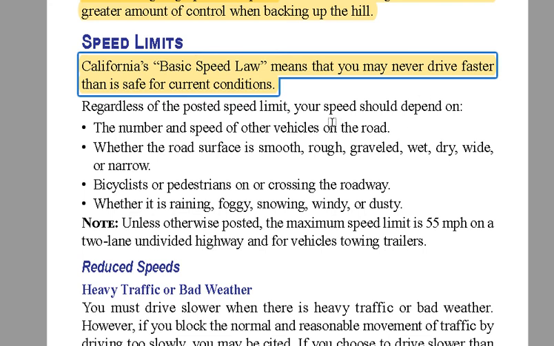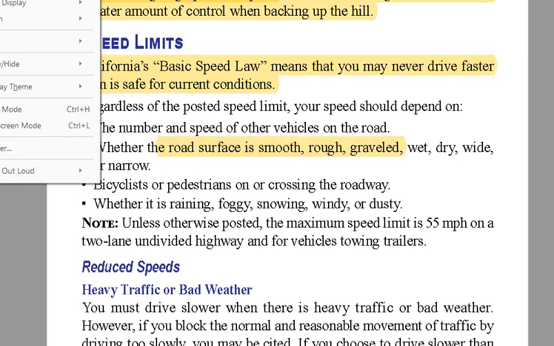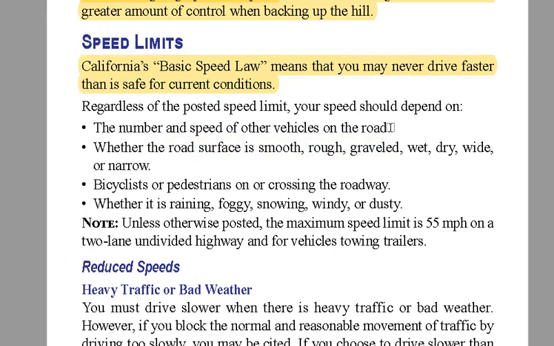And regardless of the posted speed limit, your speed should depend on, and here, well, I guess that's not what I wanted to do right now. Not yet. Let's see. I was trying to get to here.